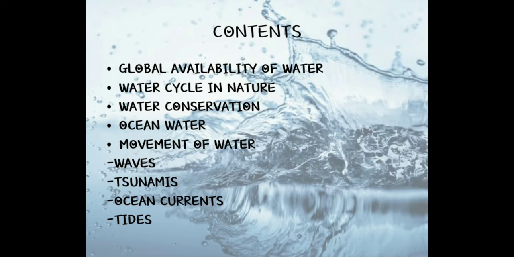The subtopics that we'll be learning from this chapter are firstly, global availability of water, second, water cycle in nature, third, water conservation, fourth, ocean water, and lastly we have movement of water, under which we will be discussing about waves, tsunamis, ocean currents, and lastly, tides.